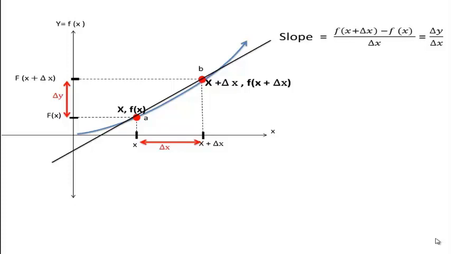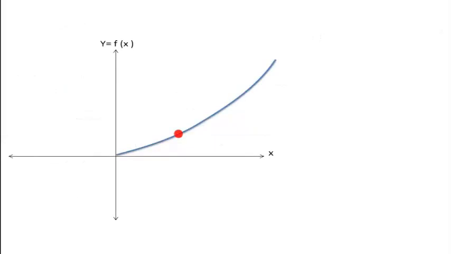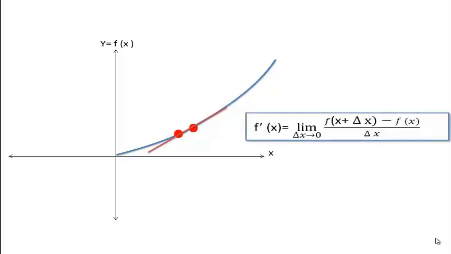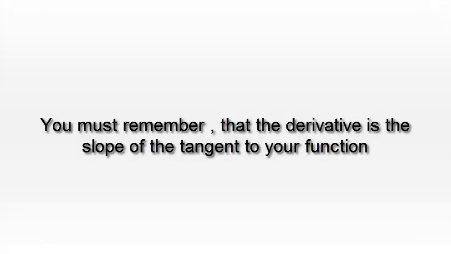But this is very important to learn: to find the exact tangent of the curve, delta x must approach 0, because as I reduce delta x, I get much closer to the tangent of this curve. So, let us apply the limit as delta x goes to 0. Now the formula for the derivative of f, or the slope of this curve, becomes the limit as delta x goes to 0 of f of x plus delta x minus f of x, all divided by delta x. Now, you must remember that the derivative is the slope of the tangent to your function.